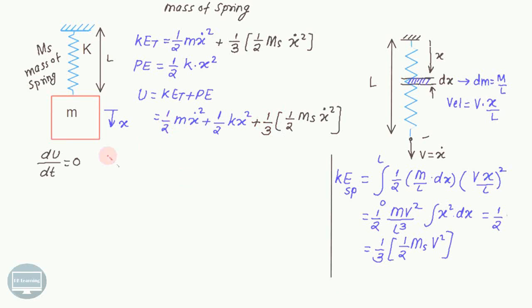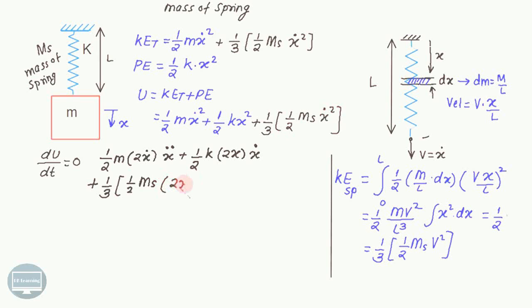Now the derivative of this one is 1 by 2 m, the derivative of x dot square is 2 x dot into x double dot, plus 1 by 2 into k into 2x, whose derivative of x is x dot, plus 1 by 3 into 1 by 2 into ms, the derivative of x dot square is 2 x dot into x double dot, and this total quantity is 0.